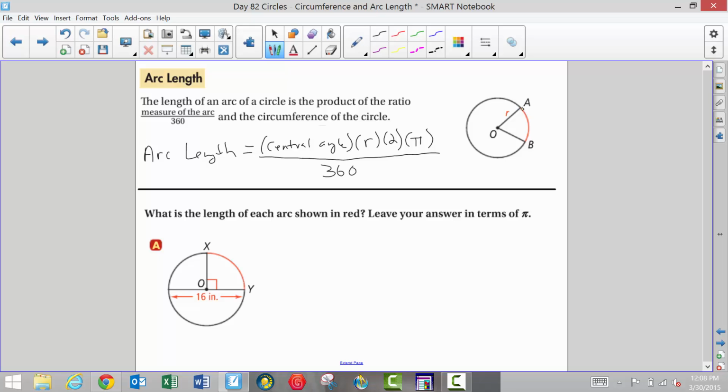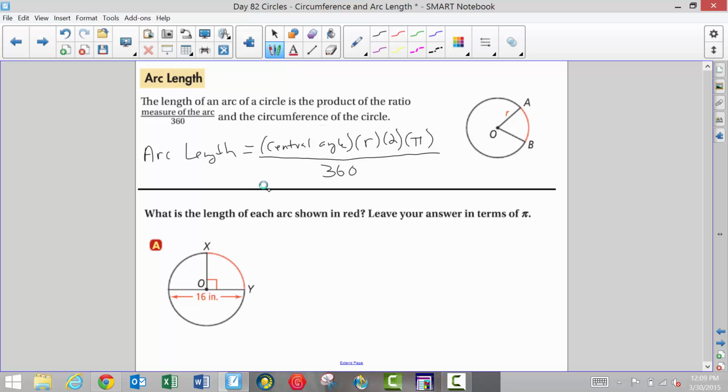The arc length is basically the distance from A to B on the circle. If you're on A and you're going to travel to B, how long is that distance going to be? Well, it's going to be a fraction of the entire circumference of the circle, because you're not going the entire 360 degrees. You're only going to travel a certain amount that's less than 360 degrees. So arc length is the distance between 2 points on the circle.